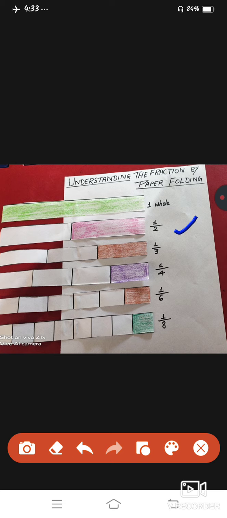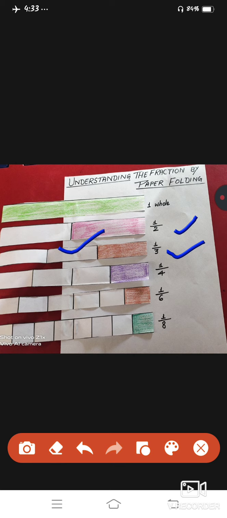Now moving on, let's take the next strip. This is a bit tricky, so do it carefully. Fold it like this, and try to make sure that all the parts are equal. It is a bit tough to cut equally into 3 parts, but if you try you will be able to do it. Now we have 3 parts like this. We are going to shade one part.